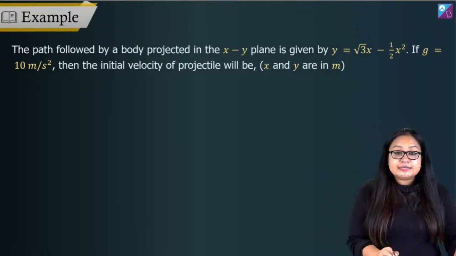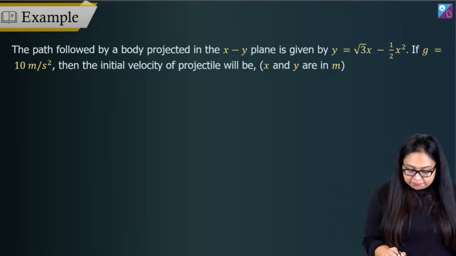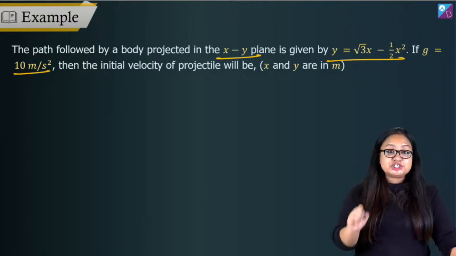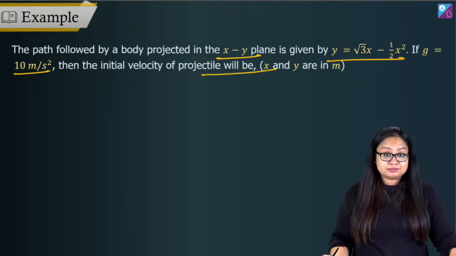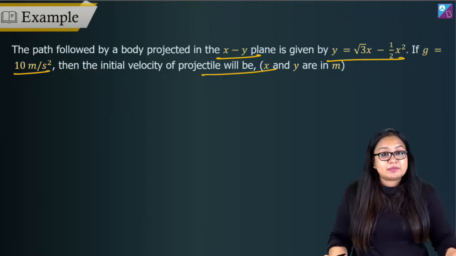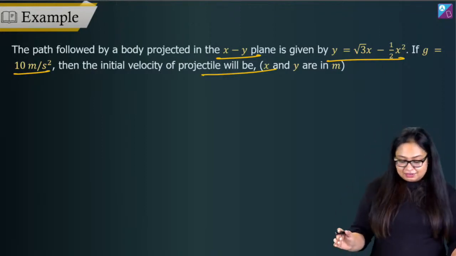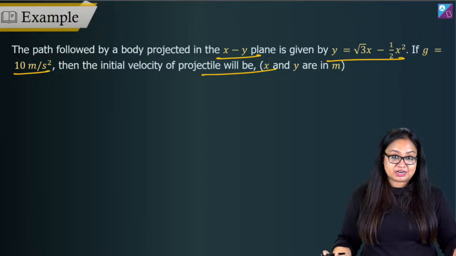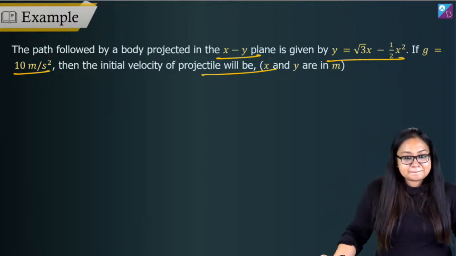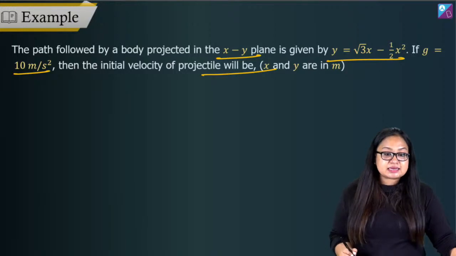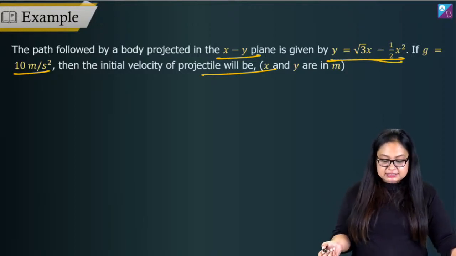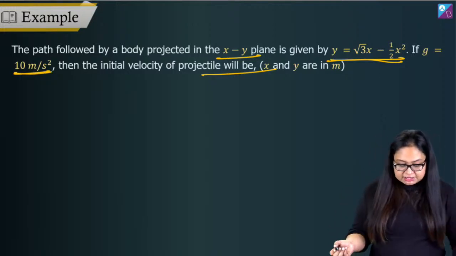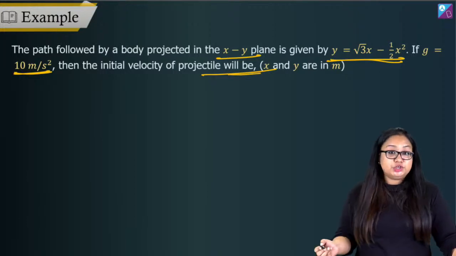Here we have a question. The path followed by a body projected in the xy plane is given by this. If g is equal to 10 meter per second square, the initial velocity of the projectile will be how much? Come on guys, quickly solve this question. You have to just compare it with the standard equation of trajectory. That's all. What is the answer coming out over here? Y equal to root 3 x minus half x square is the equation of trajectory that's given here, and g is 10 meter per second square. We have to find out u.